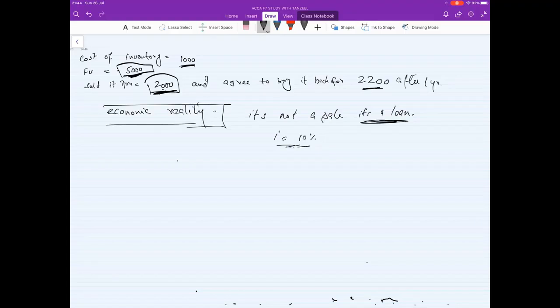Now the correct entry should be bank 2000. It means this, I sold it for 2000. And I cannot put sales, I cannot credit sales because it's not a sale, it's a loan. So I will credit a loan of 2000.